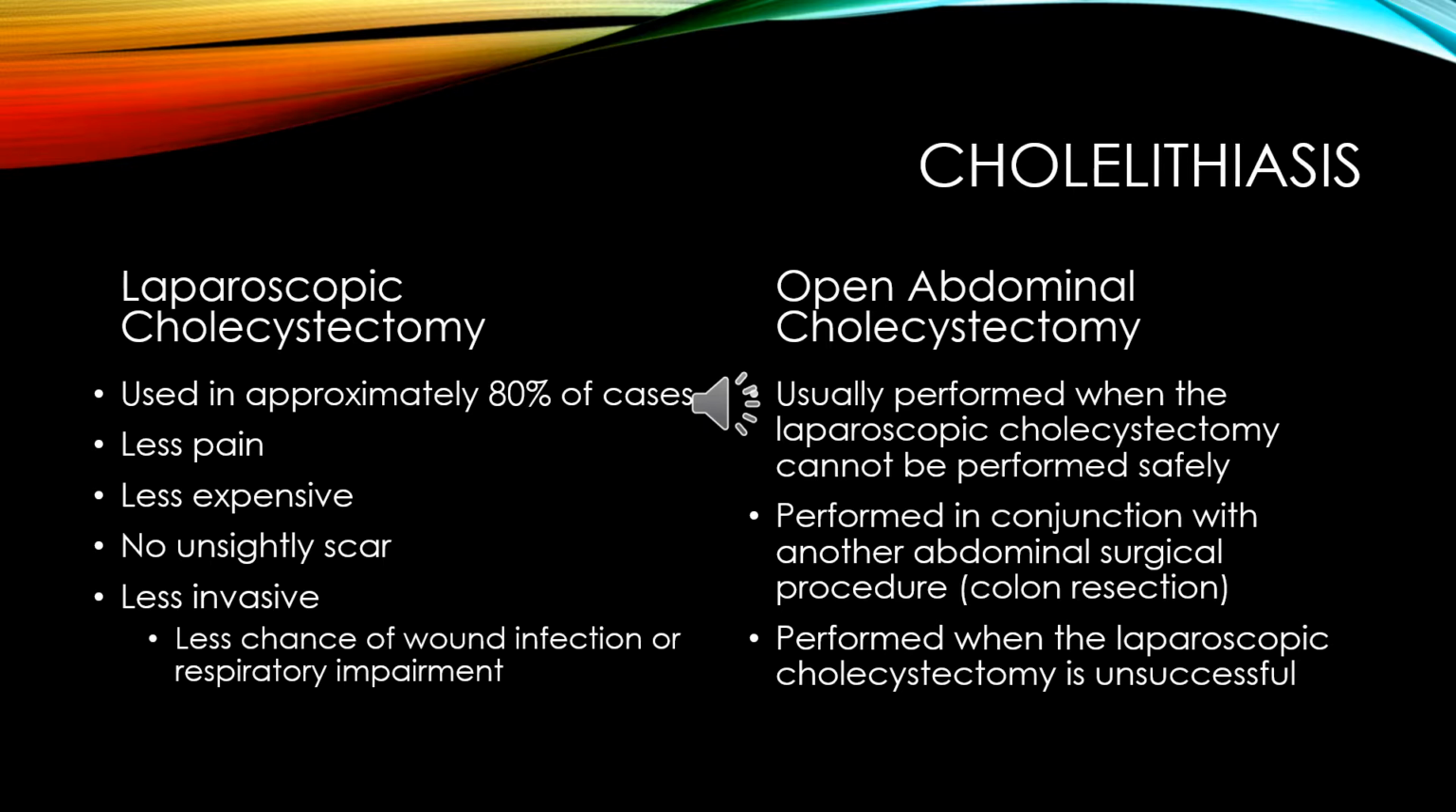Now, the open abdominal cholecystectomy is pretty much used when you can't do the laparoscopic cholecystectomy or it is unsuccessful. It is, however, performed when you have another abdominal surgery, if you're already open, like if you're having a colon resection or something like that, the surgeon may feel it necessary to just go ahead and take your gallbladder out while he's already in there.